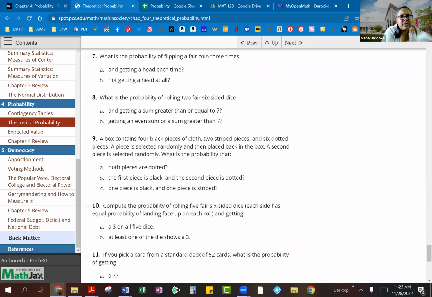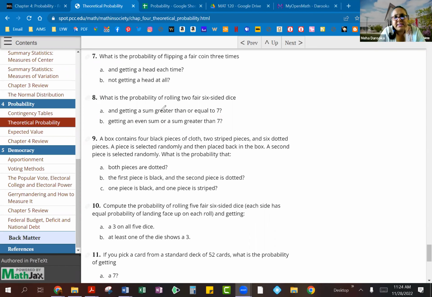As you can see for number 8, you are rolling two 6-sided dice, and the idea is, how do we calculate probabilities based on that? The first one is asking, you are rolling a pair of 6-sided dice, and what is the probability of getting a sum greater than or equal to 7? And for part B, we are talking about getting an even sum or a sum greater than 7. You can see both of these are using the or connector. So let's take a look at what this would look like.